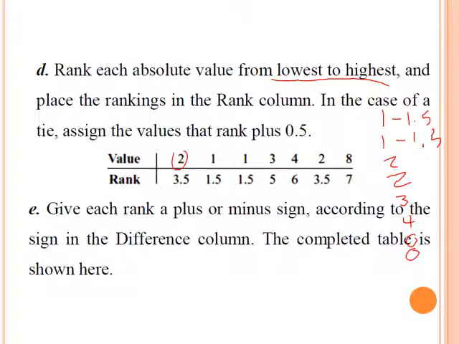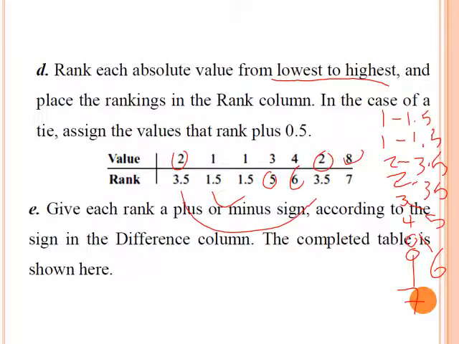The number 2 appears twice, so we have 3.5 and 3.5. The number 3 is the fifth value, so it takes 5. The number 4 is the sixth value, so it takes rank 6. And finally, the value 8 takes rank 7. So we have 7 values with 7 ranks, but the values 1 and 1 have 1.5 because they are repeated, and 2 and 2 take 3.5 because they are repeated.